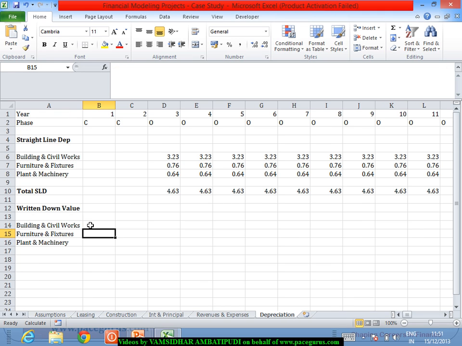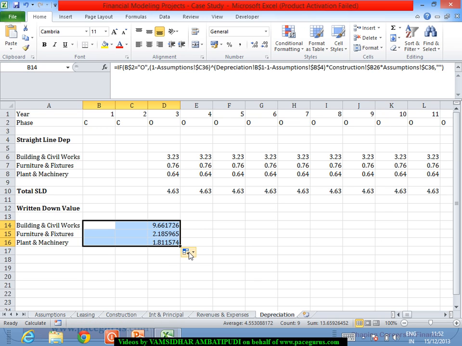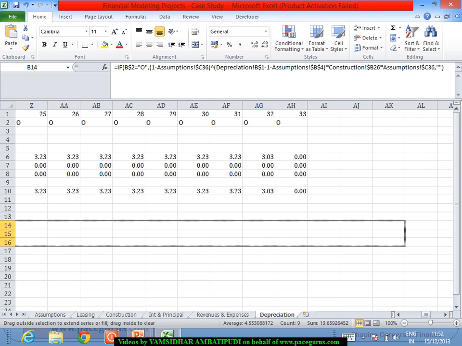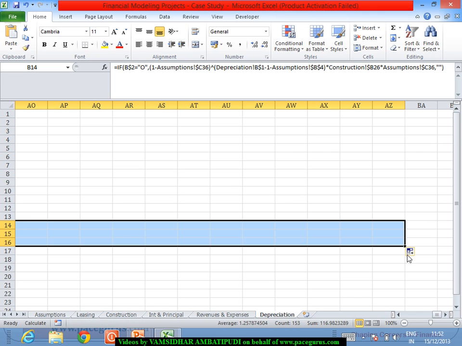Okay, so this is with respect to my civil works. Take it down to plant and machinery, drag it to the right. Yes, there is 10% for each of these things, or probably for the building and civil it is 10, and for the furniture it is remaining. So the best way for us to check is to go till the last, even up to the last period.